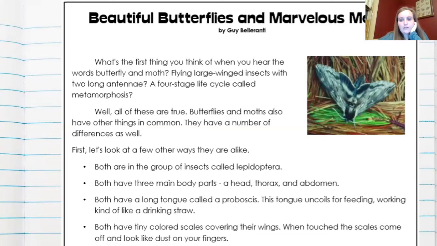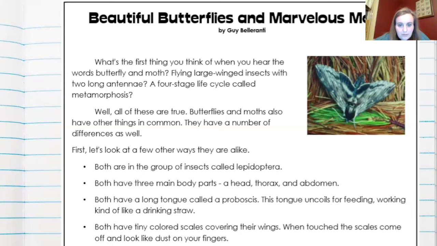What's the first thing you think of when you hear the word butterfly and moth? Flying large winged insects with 2 long antennae? A 4-stage life cycle called metamorphosis? Well, all of these are true. Butterflies and moths also have other things in common. They have a number of differences as well. First, let's look at a few other ways they are alike.